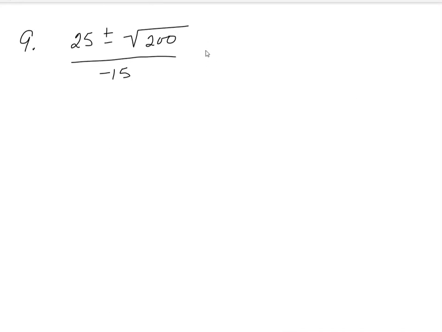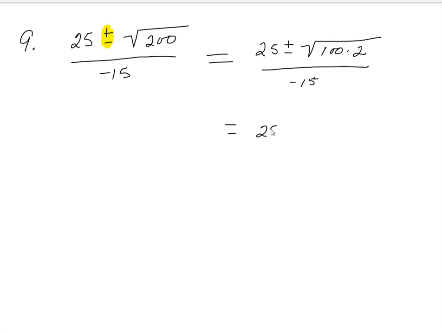Okay, problem number 9. What's different about this problem is that I have a plus and a minus right here. And that's just a shorthand way of writing two answers together. So I'm still going to start this problem off by simplifying this radical. So I have 25 plus or minus the square root of 100 times 2, and that's divided by -15. Square root of 100 is 10.